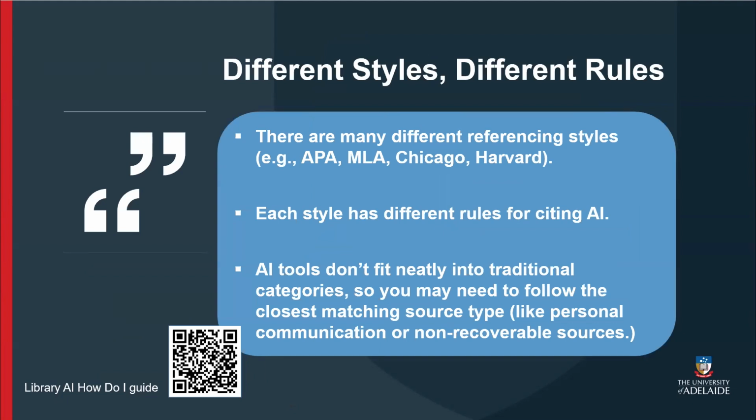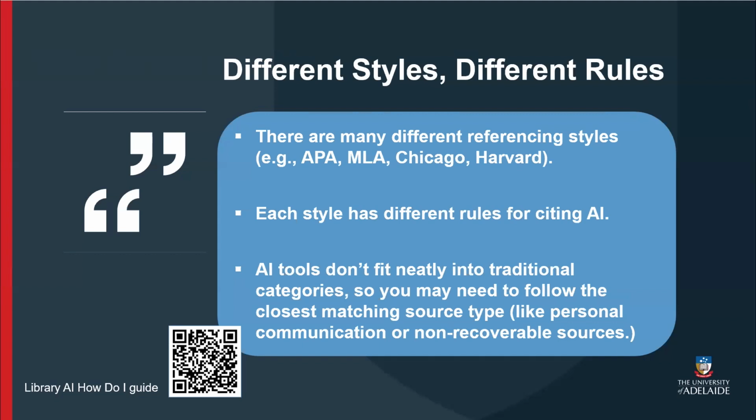So there are different styles, there are different rules of referencing. There are many different referencing styles used across different courses. Some of these ones that you might hear of, you don't need to know them all, but APA, MLA, Chicago, Harvard, you might hear some of these referencing styles come out, but each style has its own rules for how to cite AI generated content, and they don't all treat AI the same way. So to make sure that you're referencing correctly, check the style guide or use the library's referencing guide.